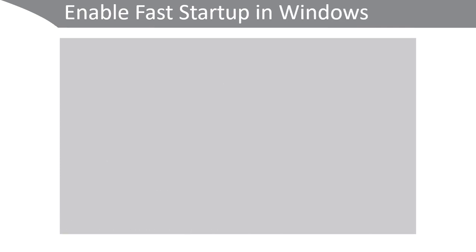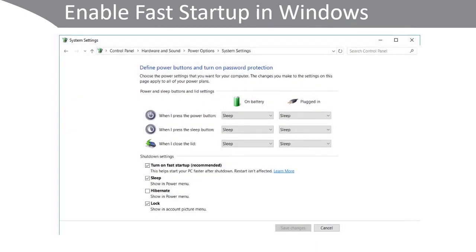Now you must enable Fast Startup in Windows. To do this, open up Control Panel, choose Hardware and Sound, Power Options and then click System Settings. Then enable the Turn on Fast Startup (Recommended) checkbox as shown in the graphic.